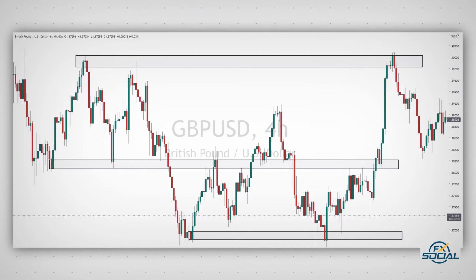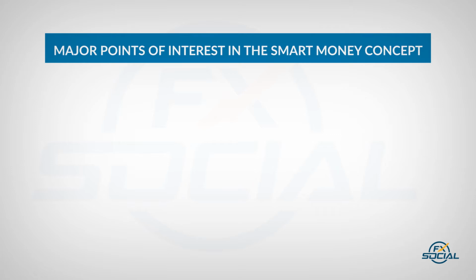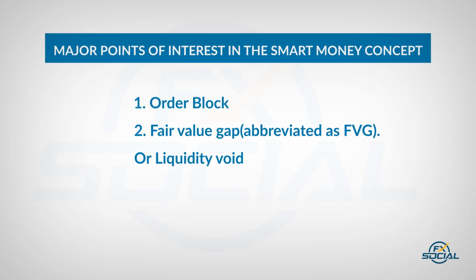As we are all aware, the market moves from one zone to another, from one reversal zone to another reversal zone. Those zones are what we call points of interest, and you can also tag them as areas of interest or reversal zone. This is the area and zone we are majorly looking to take our trade from. There are two major points of interest in the smart money concept. Number 1, order block. Number 2, fair value gap, abbreviated as FVG, or liquidity void.